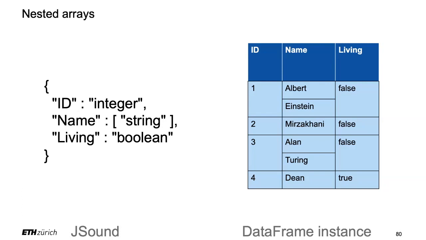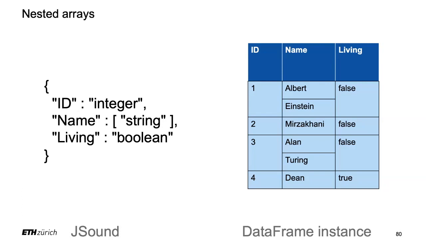So for example, the first JSON document would have ID 1, name is an array with the string Albert and the string Einstein, and living is false. The second one, ID is 2, name is an array with one string, Mirzakhani, and then living is false, and so on. And we have 4 JSON objects like that. Who agrees that the schema corresponds to that visual? Right, okay. And again, we can do that because we have the schema.